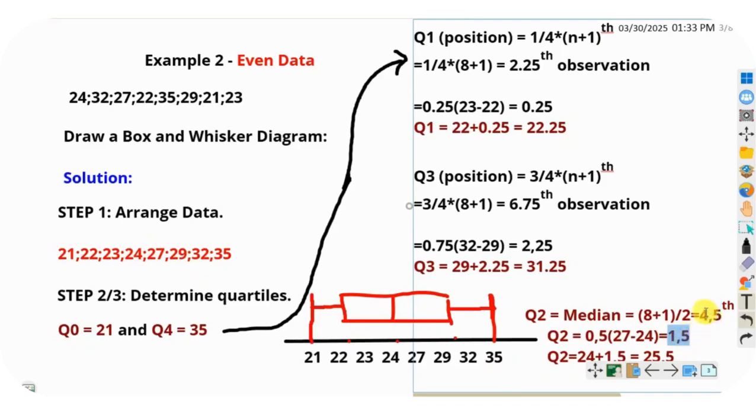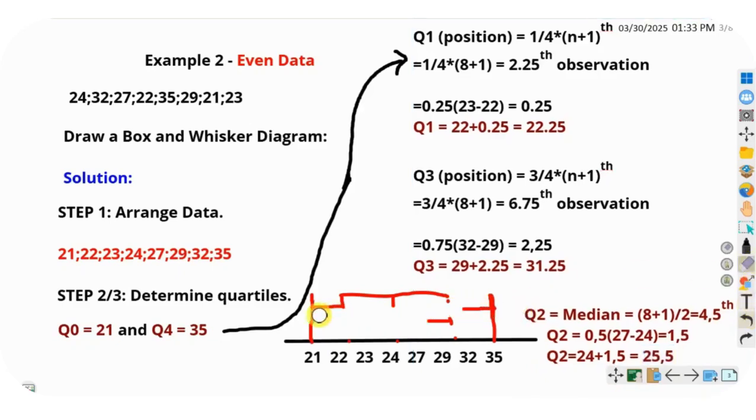So it means after getting the fourth observation, I have to add 1.5. So what is the fourth observation? 1, 2, 3, 4 is 24. It's going to be 24 plus 1.5, I get 25.5. That is the median. Okay, so then I use my data to draw the box and whisker diagram.